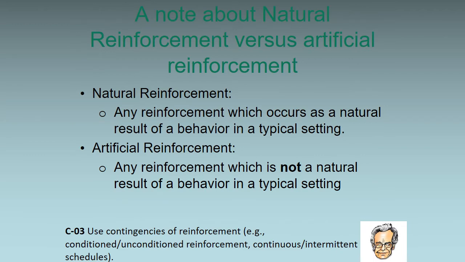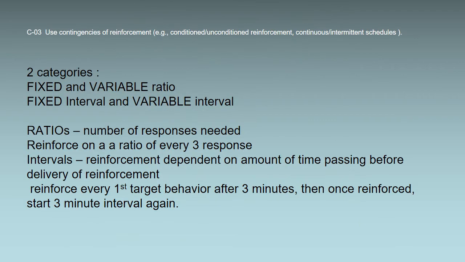So let's take a note about natural reinforcement versus artificial reinforcement. Natural reinforcement is any reinforcement which occurs as a natural result of a behavior in a typical setting. Artificial reinforcement is any reinforcement which is not a natural result of a behavior in a typical setting.